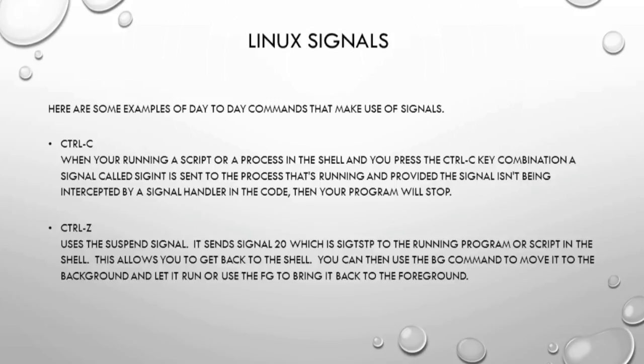Control-Z is the suspend signal. It sends a signal to the running program or script in the shell. It's a signal type of SIGTSTP, and this allows you to get back to the shell. You can then use the bg or background command to move it to the background and let it run, or use fg to bring it back to the foreground, in which case you can cancel it or stop it or do whatever you need to do with it.